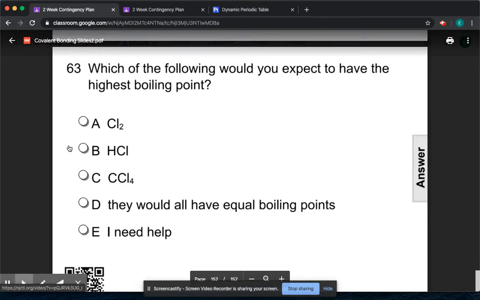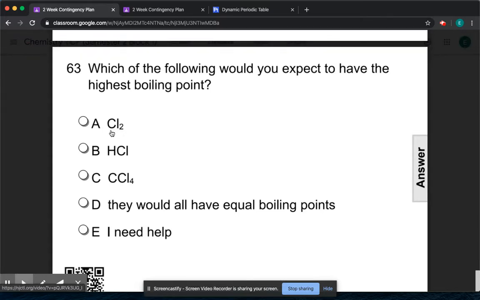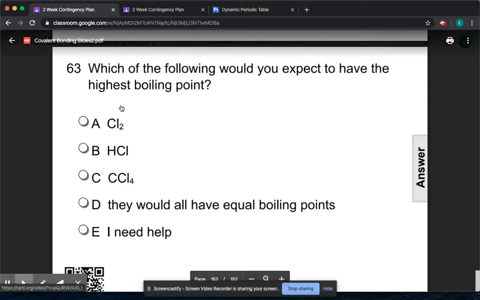It says, which of the following would you expect to have the highest boiling point? So Cl2 would definitely be in last place. Why would it be in last place? It's because it is nonpolar. You have the same atom, two Cls. The poles would be equal. You would have no polarity. So I would expect Cl2 to be the lowest. This would be the lowest boiling point.